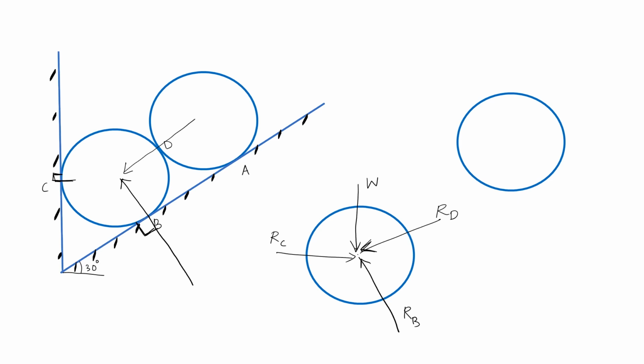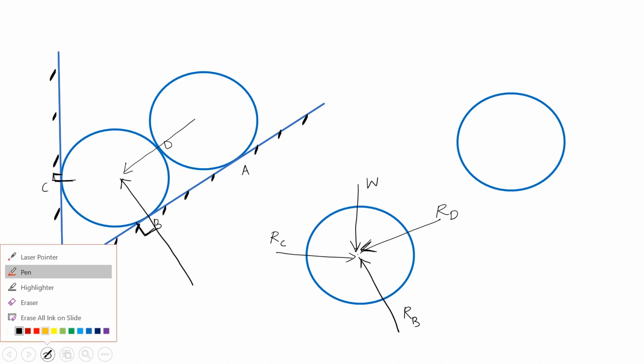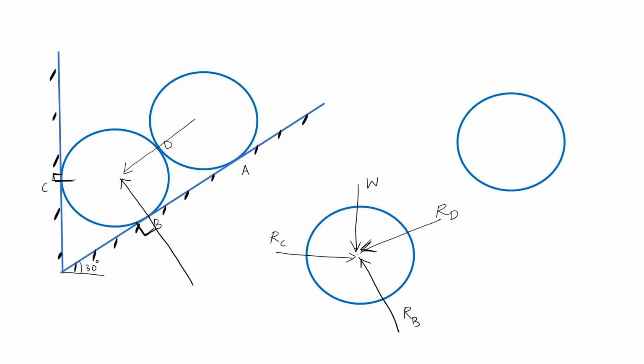So for this body it will be like this, and we can mark this as RD. Okay, now we need to find how much angle RD makes with the x-axis and y-axis. So let's use a different color. RC and W are acting through the center itself, so there is no complication there, but RD and RB we need to find out.